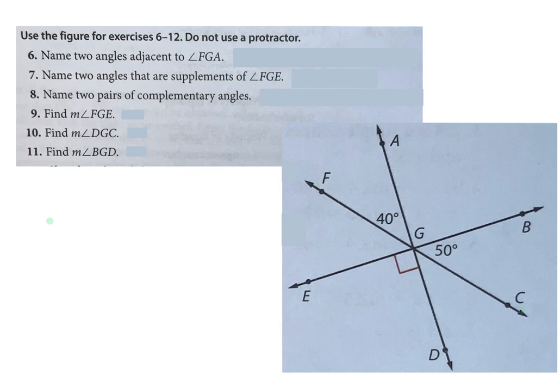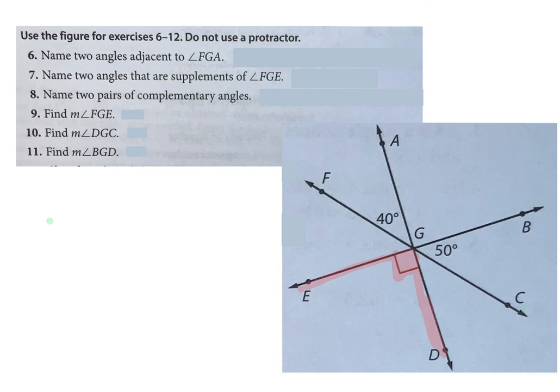So if I know that this angle here, EGD rather, is 90 degrees. And how do I know that's 90 degrees? How do I know this one is 90 degrees right here? Yeah, it's got this little notation in the corner there. So anytime you see this notation right here, it's 90 degrees.